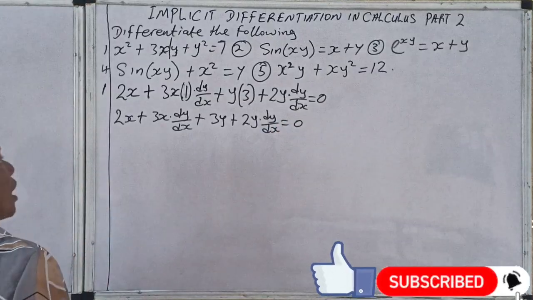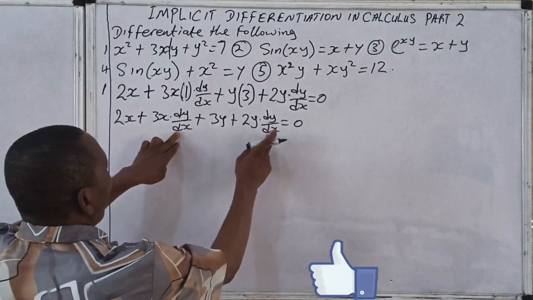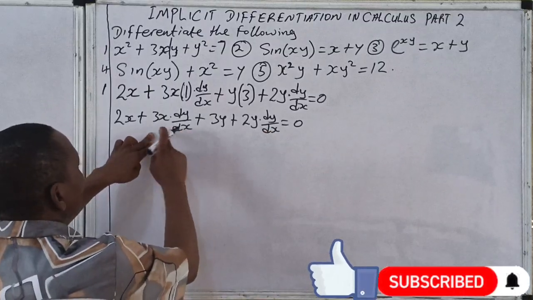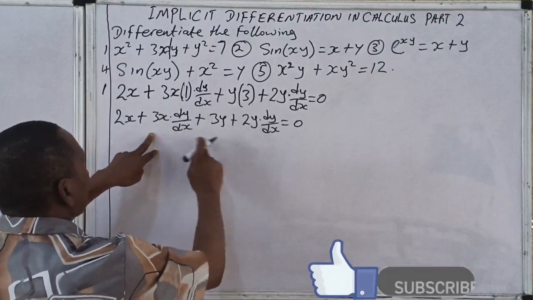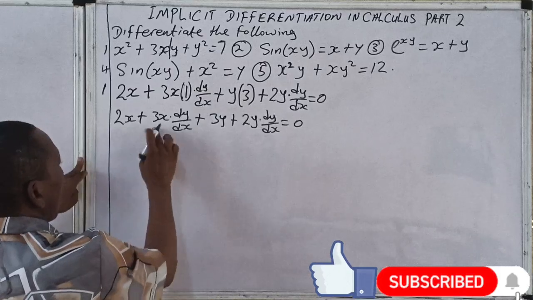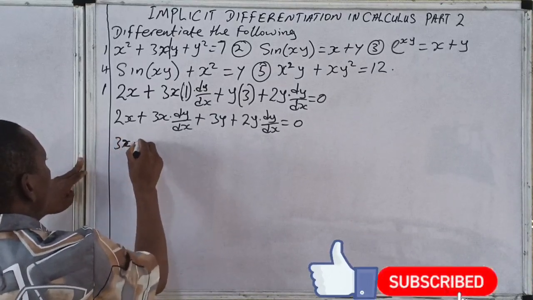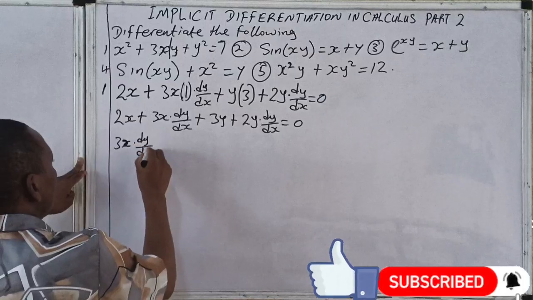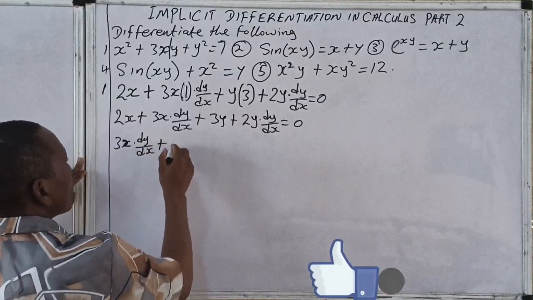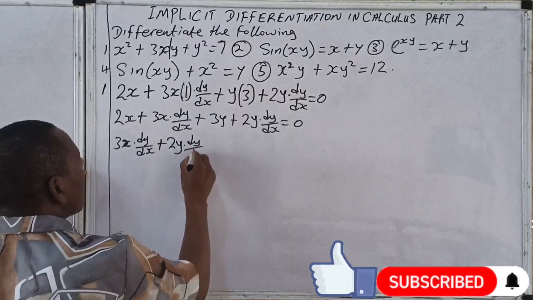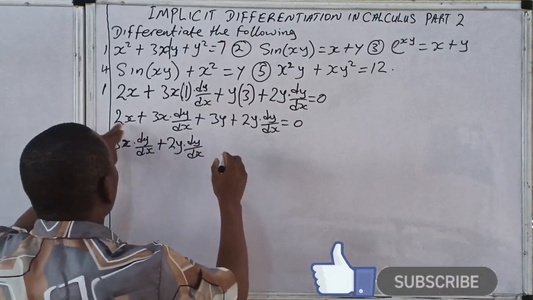0. So remember, I want to find dy/dx. I want to make this the subject of the formula. So I have to collect like terms. This and this, they are alike. So I'll put them this way. I'll take this one first: 3x dy/dx plus 2y dy/dx.